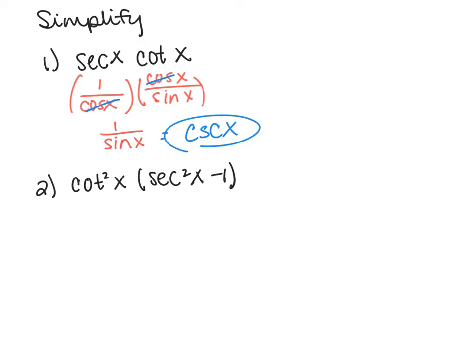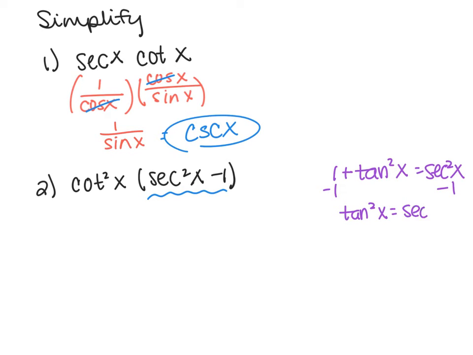For the second one, we're going to look at Pythagorean identities. Whenever you see something squared, you should always think Pythagorean identities. So as we look at these, first we're going to look at the secant squared of x minus 1. Well, one of our trig identities says that 1 plus tangent squared x equals secant squared x. Now we need to rearrange this a little bit to say secant squared x minus 1. So we can rearrange this just like an equation, subtract 1 from both sides. That means that tangent squared x equals secant squared x minus 1.